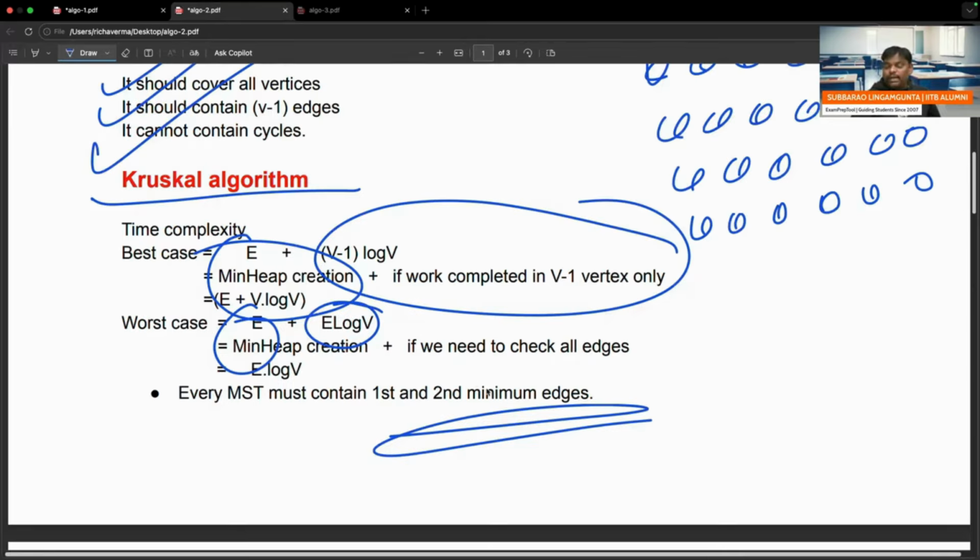If edge weights are distinct, some conditions apply. Every MST should contain the first minimum and second minimum edges, provided all edge weights are distinct and the number of vertices is 3 or more. The number of vertices is 3 or more and the edge weights are distinct, then the first minimum and second minimum will compulsorily be there.